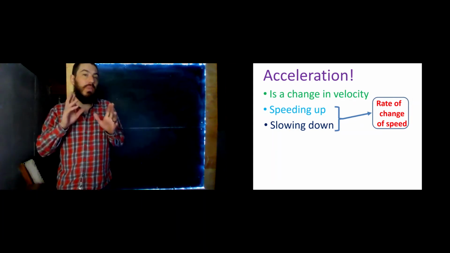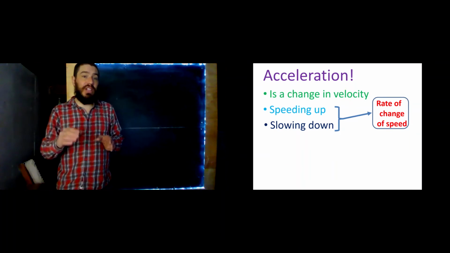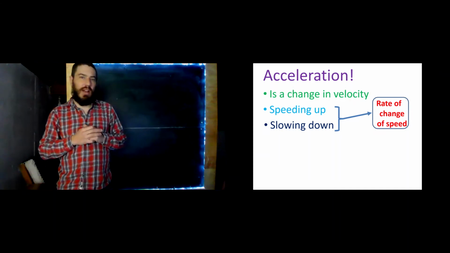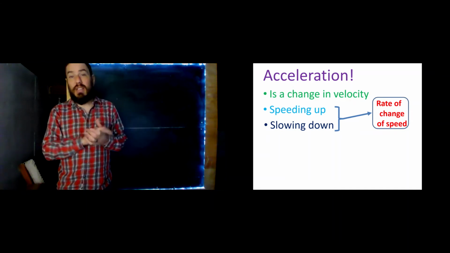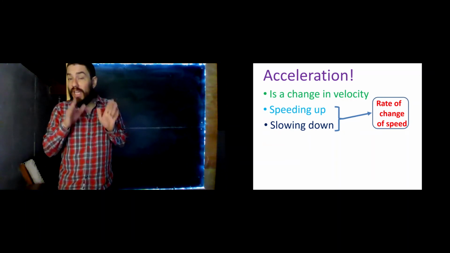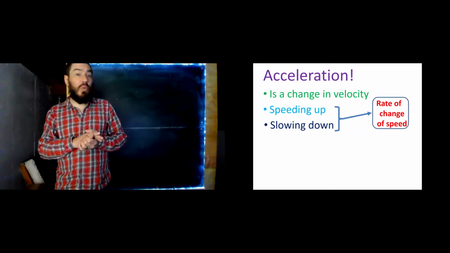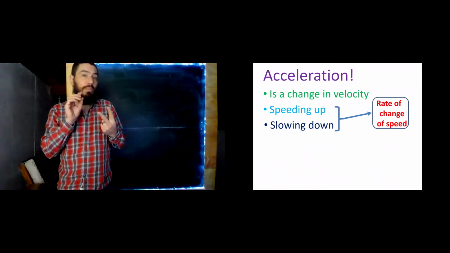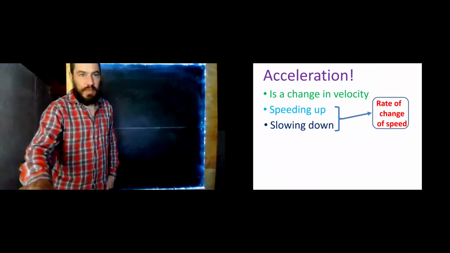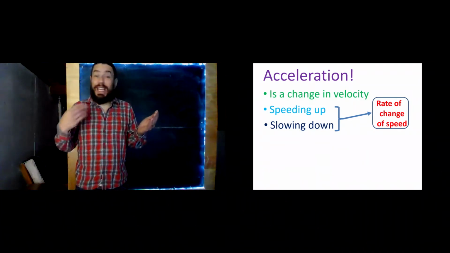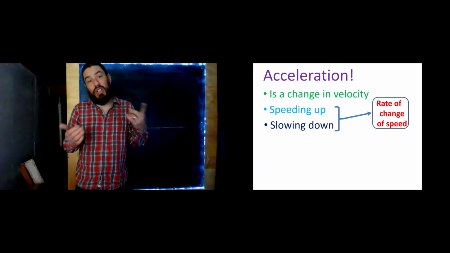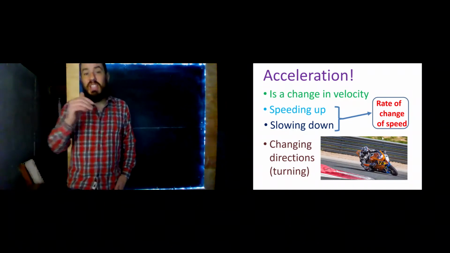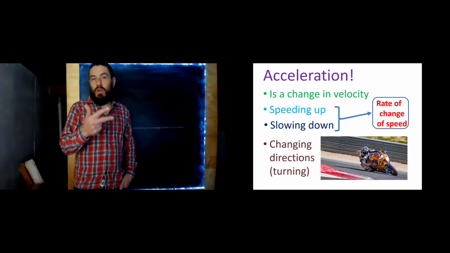Now, I suspect that for most of you, we've already branched out from the definition of acceleration that you brought into this class. I suspect that the definition of acceleration that you brought into this class is speeding up. You're not wrong, it's just not complete. Speeding up is one way to change your velocity, but so is slowing down. So speeding up and slowing down are both examples of acceleration. Since velocity is speed and direction, another way that we can change velocity is by changing direction. And so acceleration can be speeding up, slowing down, or turning a corner.